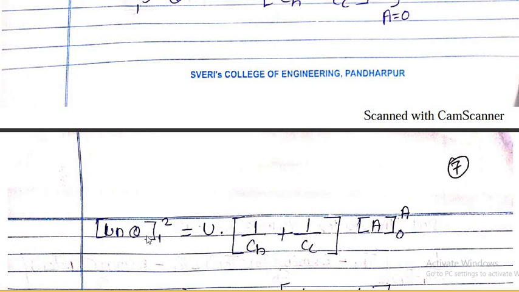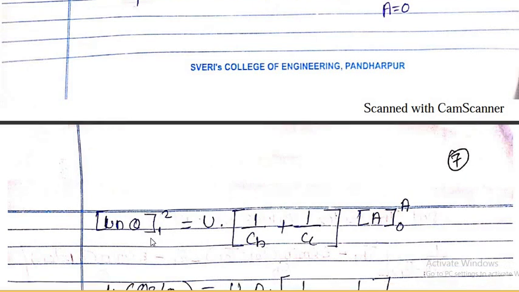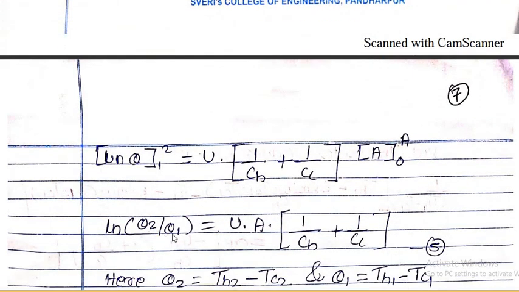So here if you put the upper limit and minus the lower limit, then we will get ln of theta 2 minus ln of theta 1. That is nothing but ln of theta 2 divided by theta 1, and the integration of dA is A only. If you put upper limit minus lower limit, then we will get A only. So ln of theta 2 divided by theta 1 is equal to U multiplied by A multiplied by bracket 1 divided by C_h plus 1 divided by C_c.